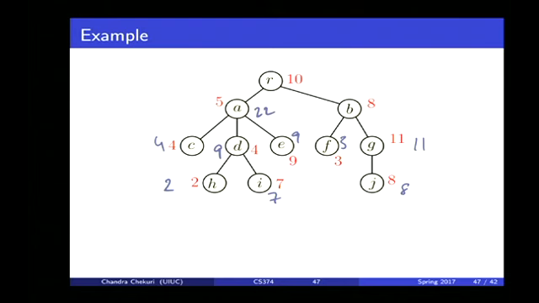What about B? Again, the same thing. It's either 3 plus 11 or 8 plus 8. So that is 16. What about at R? It's either 22 plus 16, which is 38, or 10 plus, we would add all this up, the grandchildren. What is that sum?